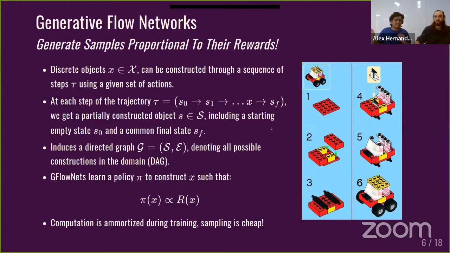And we have this final state SF, where all the trajectories end. You can think of it as a done action: okay, I'm done now, done generating the object. So this is the general setting.